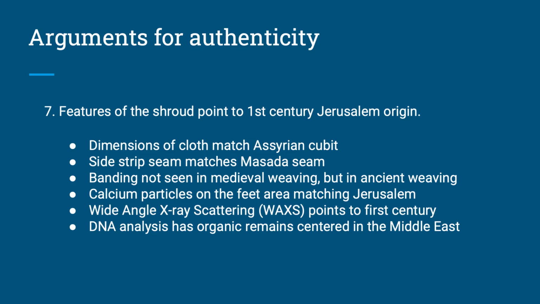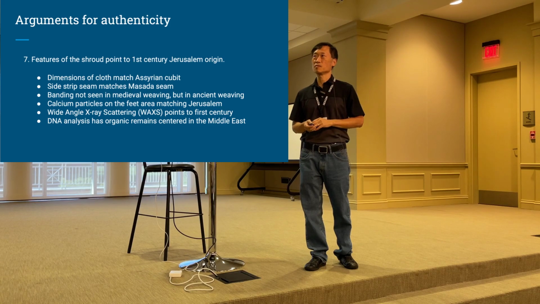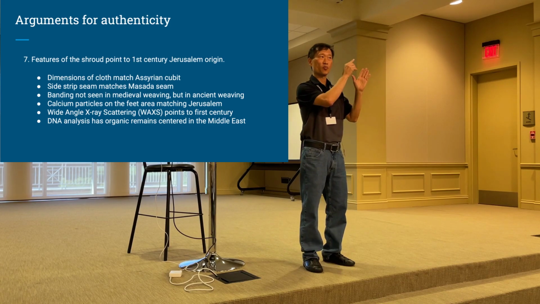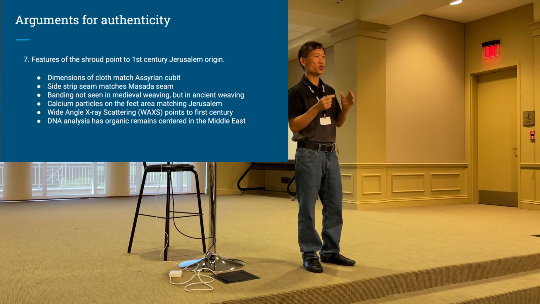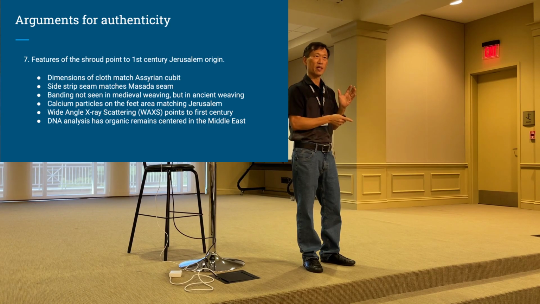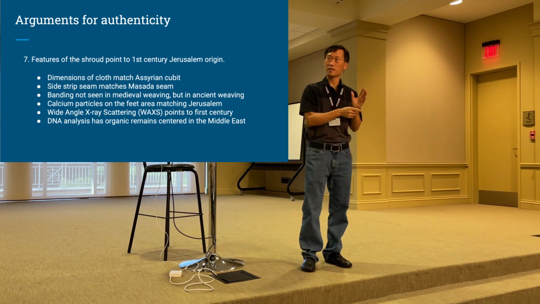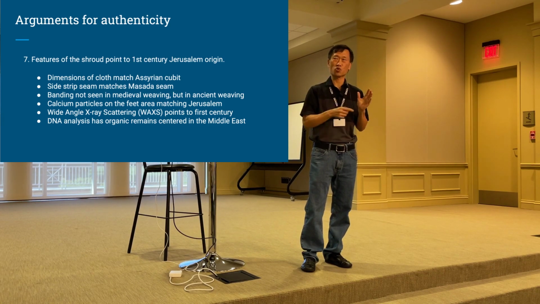The features of the shroud point to 1st century Jerusalem origin. The dimensions of the cloth match the Assyrian cubit. The side strip seam matches the Masada seam. So I talked about the side strip. The side strip was cut off at one point in time, and then later in the history of the shroud, it was reattached. And that seam is found in 1st century Jerusalem, 1st century Masada.